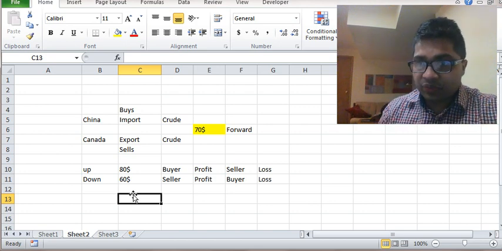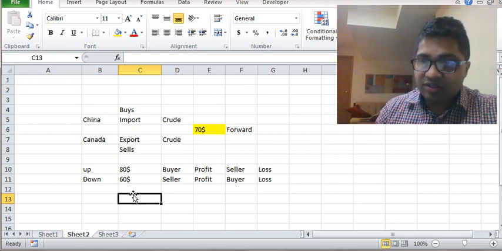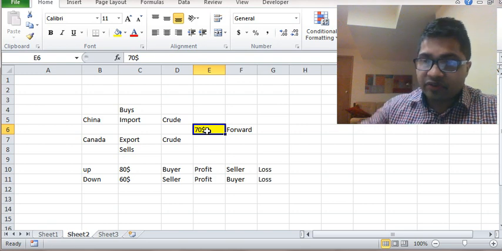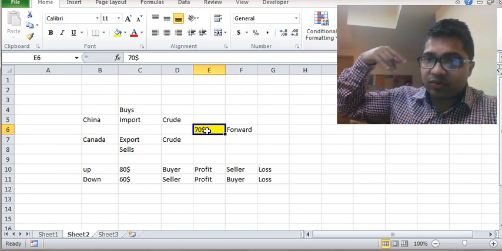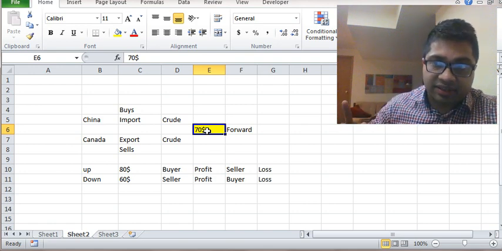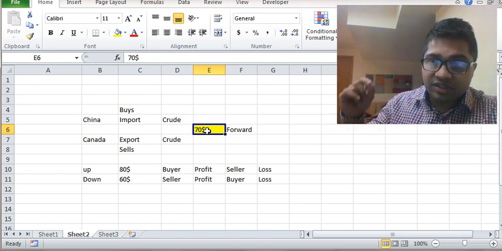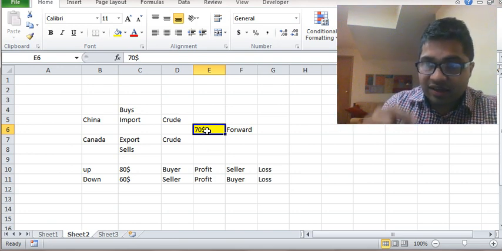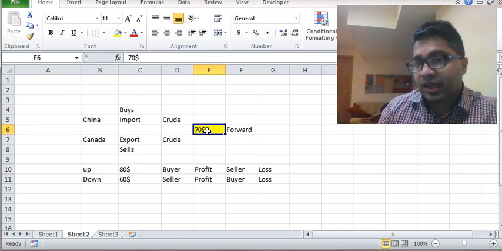Things to remember: forwards are a type of derivative. The price of a forward depends on the price of the underlying. The underlying was the crude price here. If the crude price was going up, the buyer was benefiting. If the crude price is going down, the seller is benefiting. So a derivative is a contract whose price is based on the underlying. The underlying was crude here.